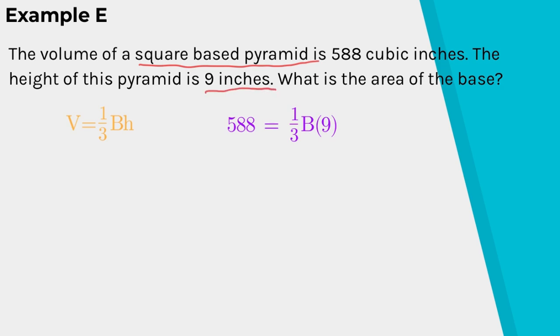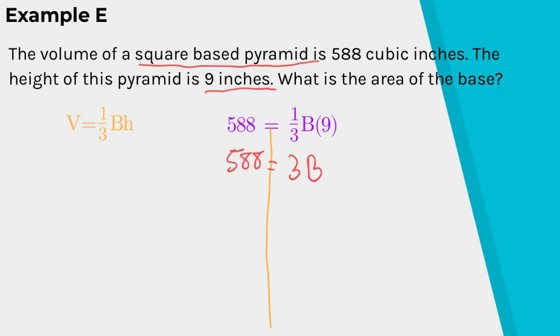So now I'm going to have to draw a wall, and we're going to start solving our equation the way that we usually do. So I'm going to have to multiply 1/3 times big B times 9. 1/3 times 9 is going to give me 3. 3 times big B is just going to be 3B, or 3 big B in this case. Bring down my 588 because I didn't do anything with that.